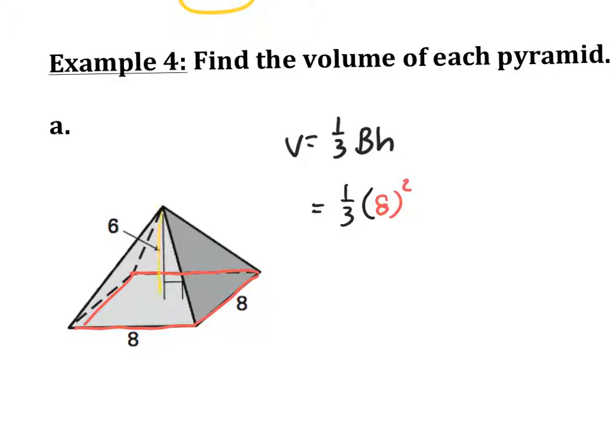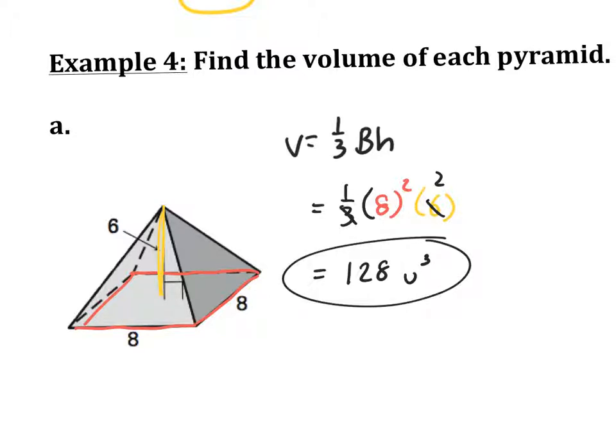Now the height right here is 6. So I put the 6 right there where the h once was. And now I can begin to reduce right here. And I am going to get a number that looks like 128. Unit, oops, I have made a mistake. And there we have it.